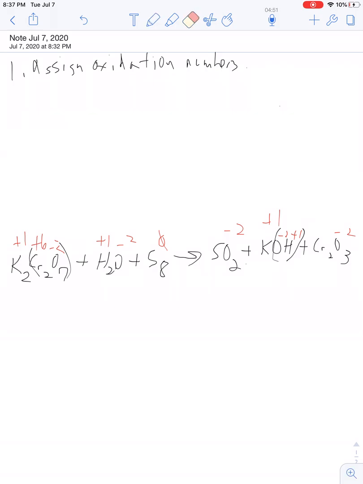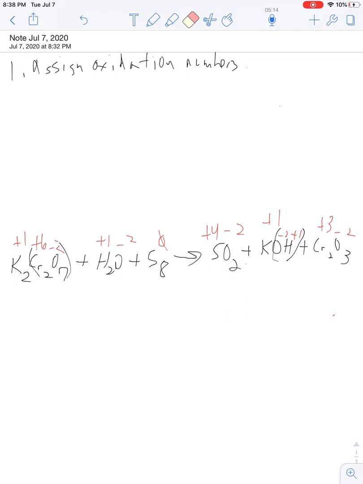So what about the rest of these guys? If 3 times 2 is -6, my chromium would have to be a +3. And over here, 2 times negative 2 is negative 4, so my sulfur would have to be a plus 4. Okay?